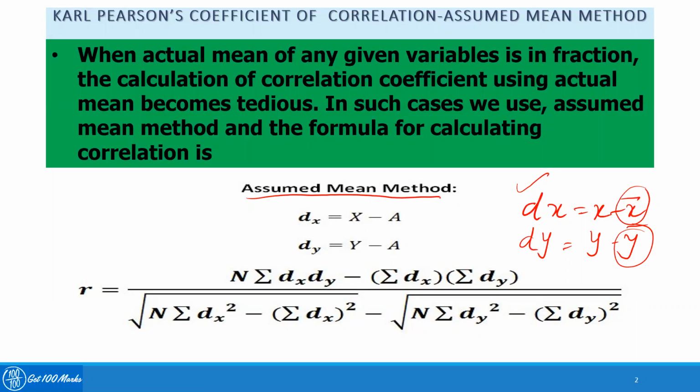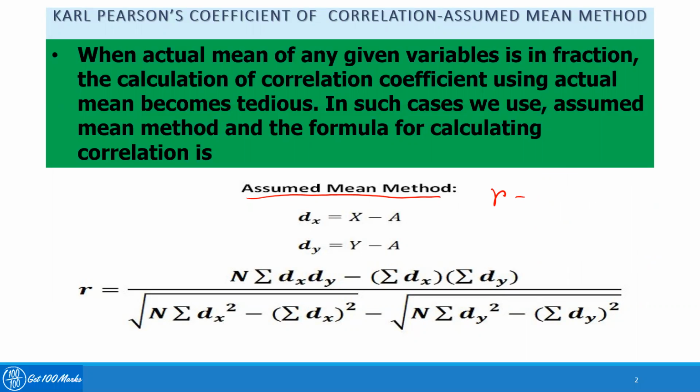The basic difference in the assumed mean method is that rather than calculating the actual mean, we can assume any value from the series of observations of the variable x or y as our mean. We are assuming this as the mean. So the formula will be slightly changed.